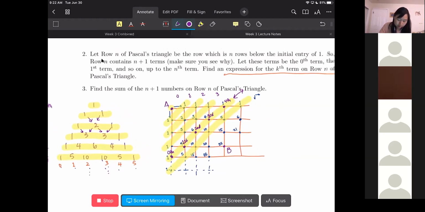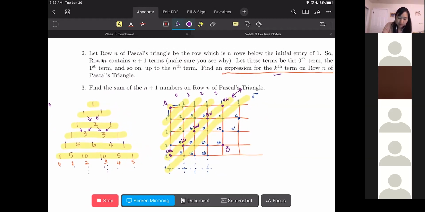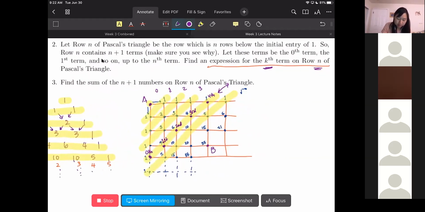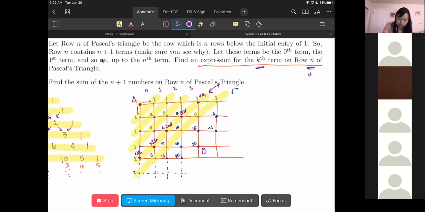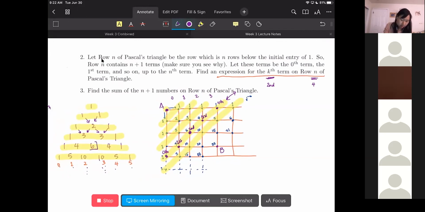And so how do we find an expression for the kth term of row n? We could take an example. Let's say n is 4, and let's say we want to find an expression for the second term. That means we want to find an expression for the number of ways to get from A to this point over here. And here we know the answer is 6.